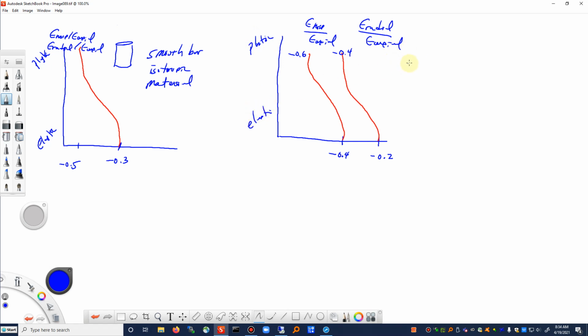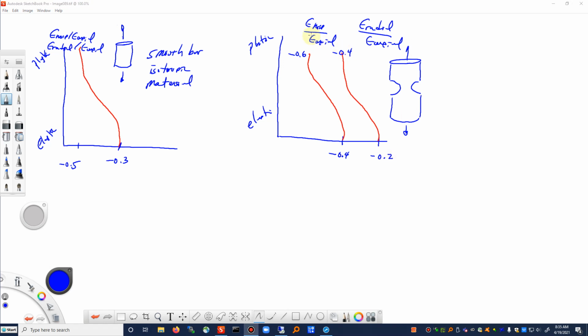And this is the situation where we have a bar that has a groove in it, like we have here. And again, both of these cases I'm looking at right now are in pure tension from the nominal stress point of view.